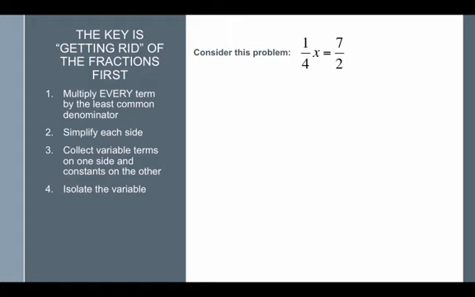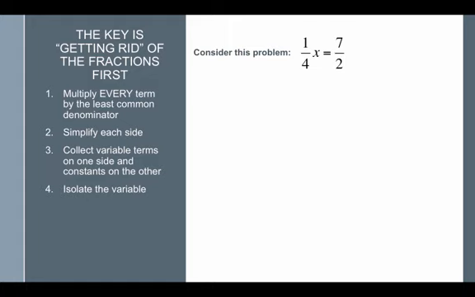All right, let me again step you through a little bit of the recipe. The key here is going to be getting rid of the fractions first. Once we can get rid of the fractions, you'll see we're just back to some of the simple examples that we've already seen with just integers. To get rid of the fractions, our first step is going to be to multiply every term by the least common denominator.